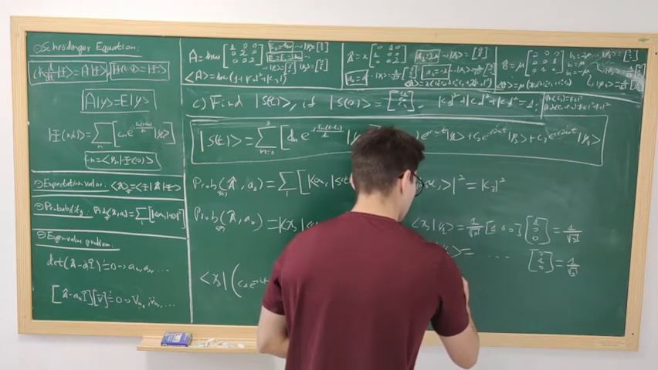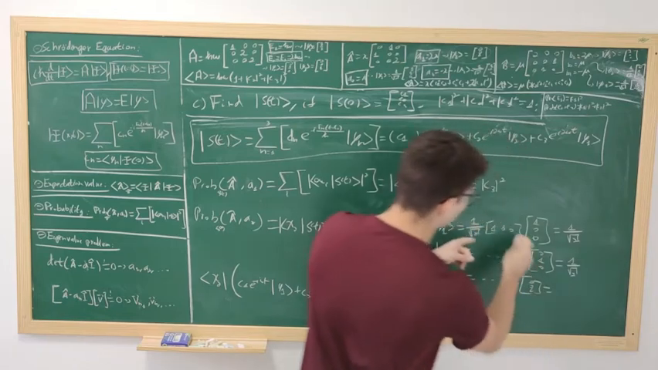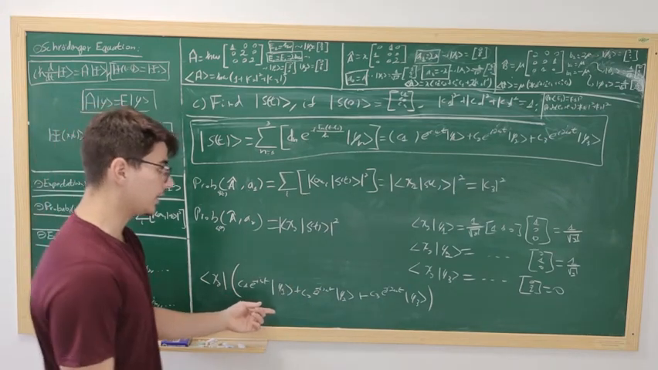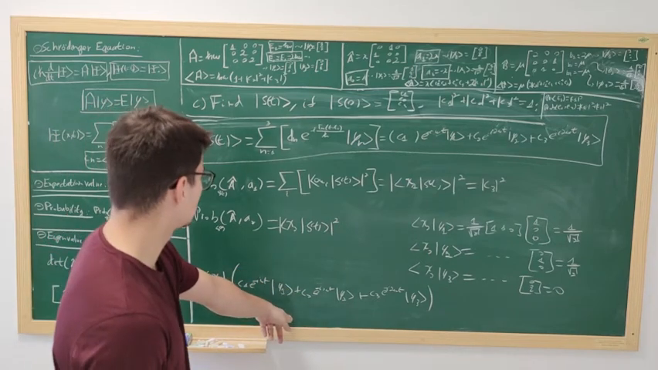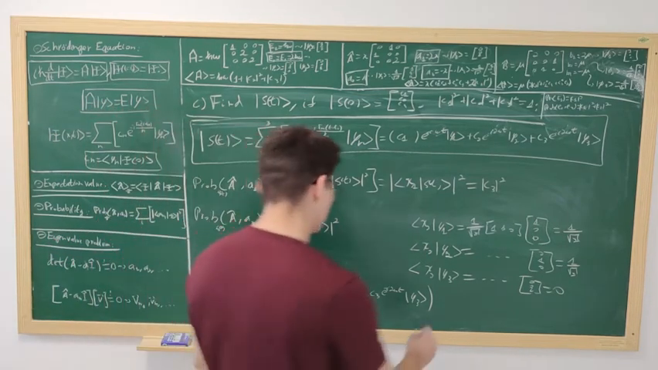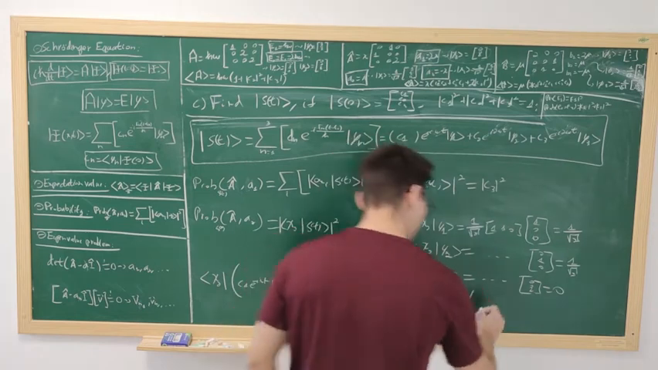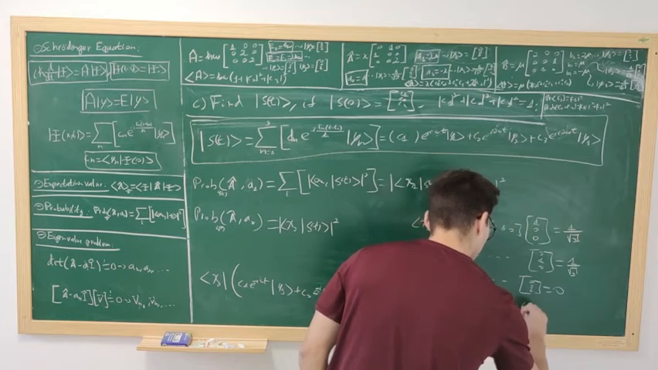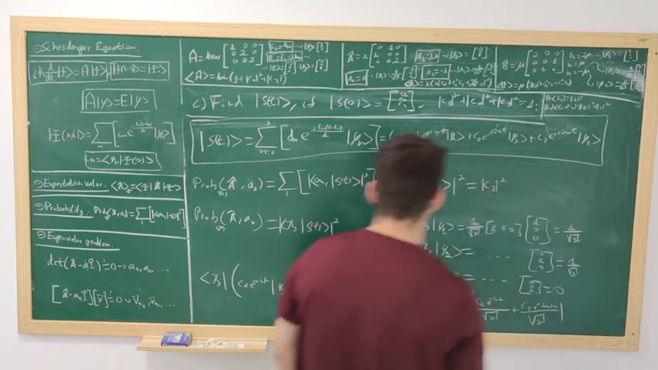And psi 2 times phi 3. Again, 0, 0, 1. This times this is just 0. So this product gives us 1 over the square root of 2 corresponding to this one times c1 e to the minus I omega t over the square root of 2 plus c2 e to the minus I2 omega t over the square root of 2.